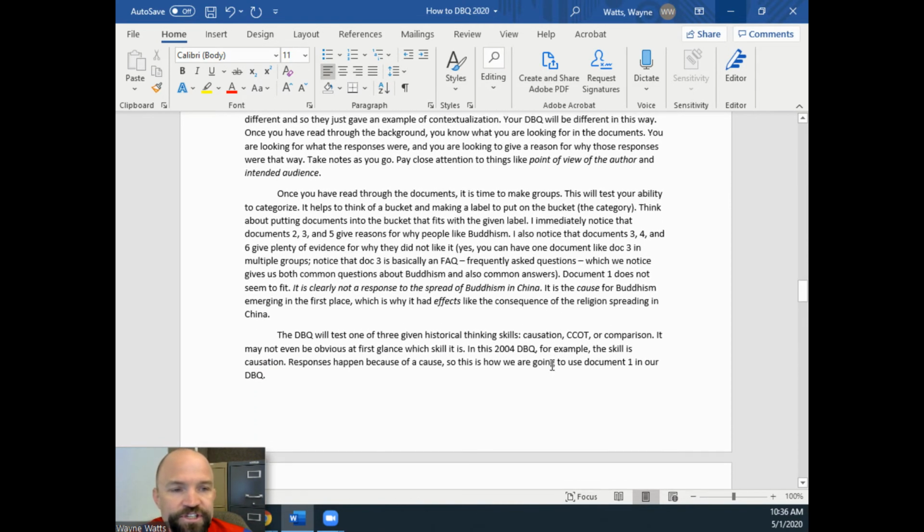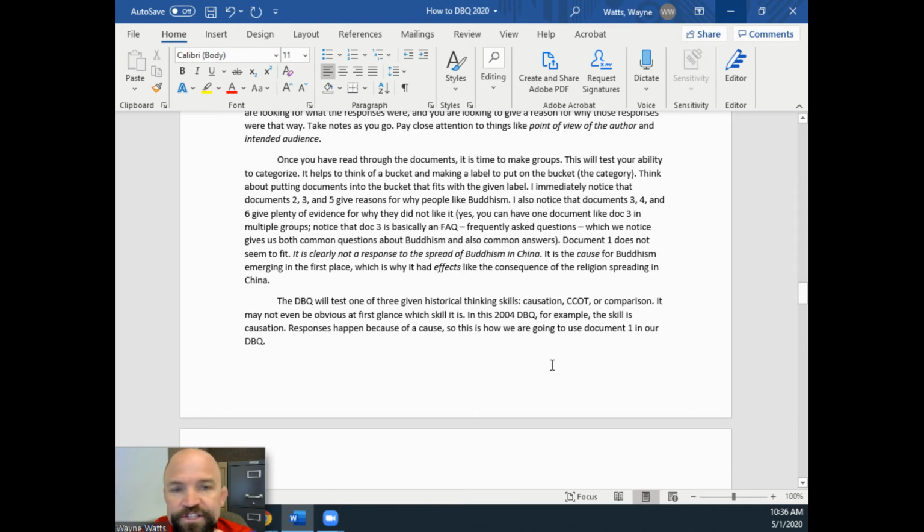Once you have read through the documents, it's time to make groups. This will test your ability to categorize. It helps to think of a bucket and making a label to put on the bucket, which would be the category, right? Think about putting the documents into the buckets that fit with the given label.